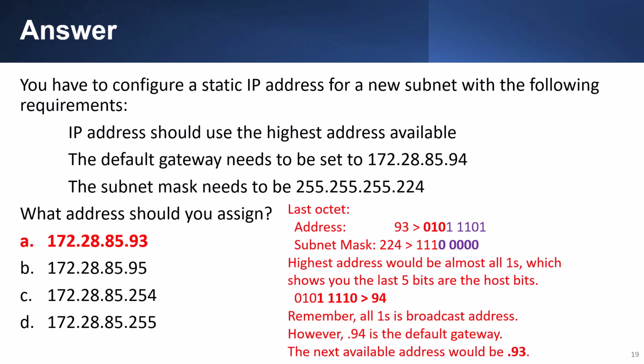Answer: 172.28.85.93. The last octet is 93, which is converted to binary as shown on the screen. The last octet of the subnet mask of 224 in binary is shown on the screen, which shows that the last 5 bits are the host bits. The highest address would be almost all ones, which is 01011110, which is equal to 94. However, .94 is the default gateway, so the next available address would be .93.